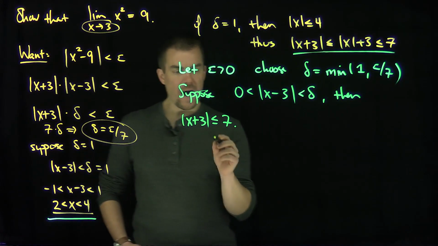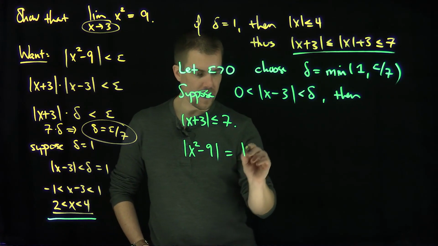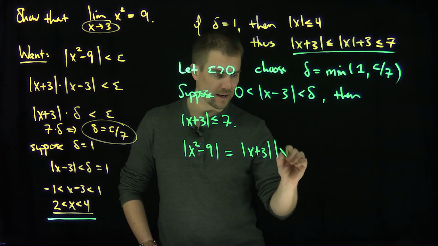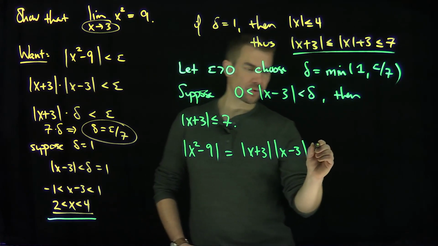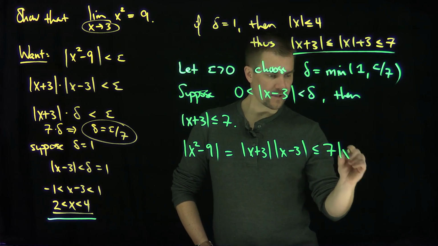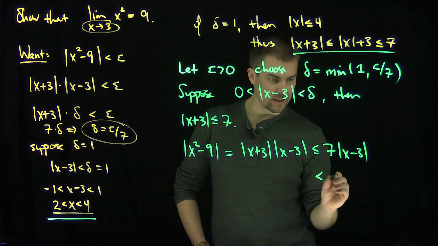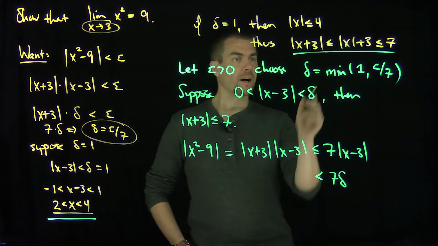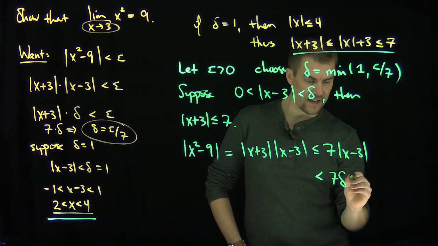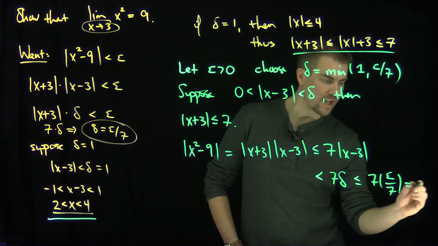Great. Now, let's estimate x squared minus 9. That's our function minus our limit. That's x plus 3 times x minus 3. The absolute value of x plus 3 is less than or equal to 7 by our condition over here, times the absolute value of x minus 3. But x minus 3 itself is less than delta, so this is strictly less than 7 delta. But delta is less than or equal to epsilon over 7, so this is less than or equal to 7 times epsilon over 7, which is equal to epsilon.